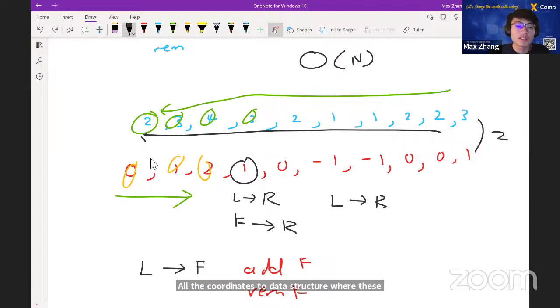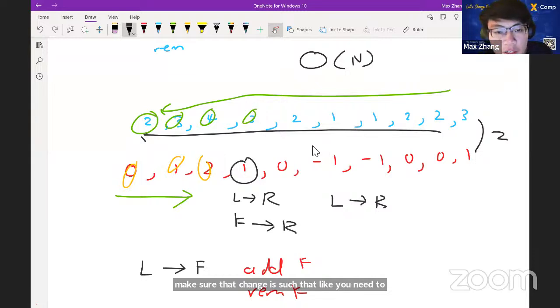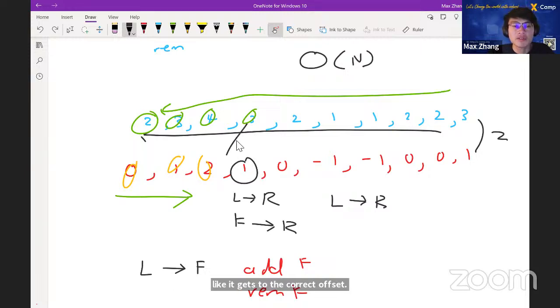When you start sweeping from the left, you're adding these elements and you're removing these elements. You just need to make sure the change is appropriate. Like here, at some point you need to go from the 2 bridge over to this 3, right? So you need to make sure the change you make gets you to the correct offset. That's how you're linking these two sequences up.